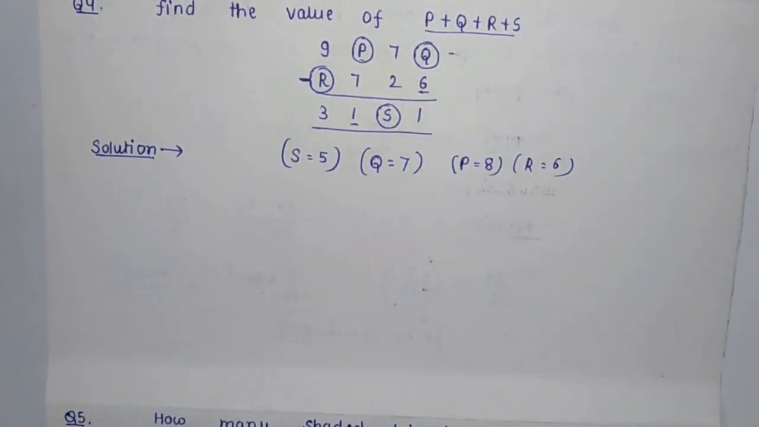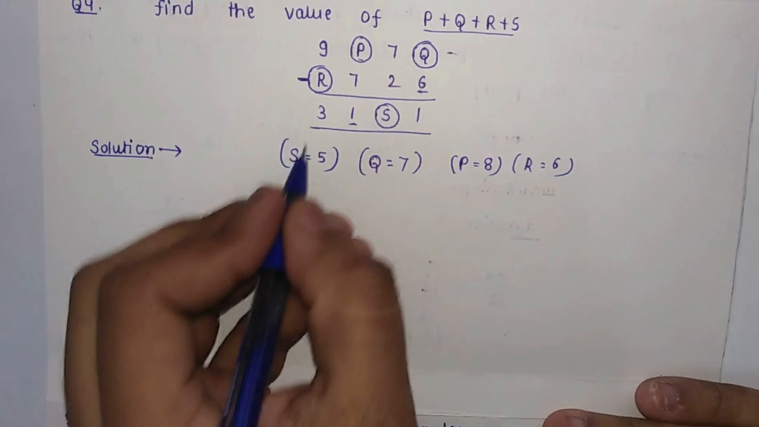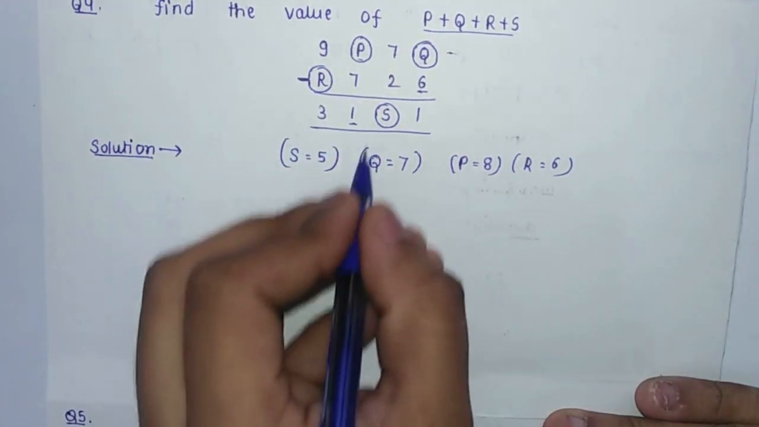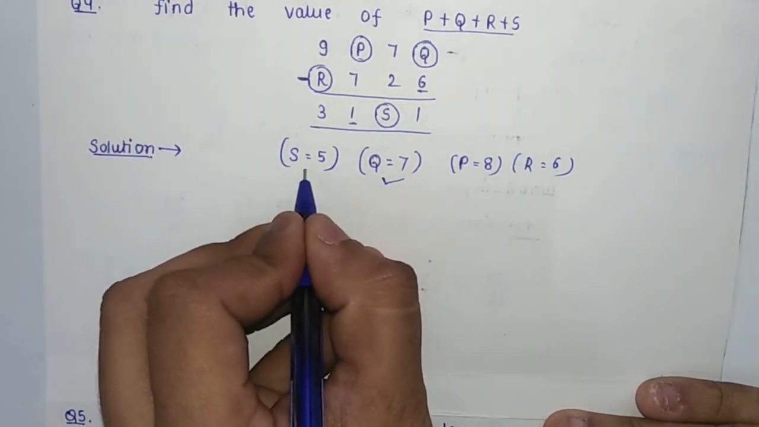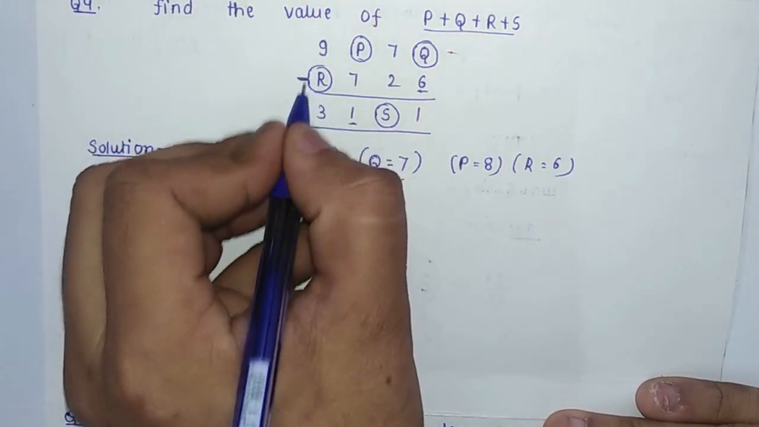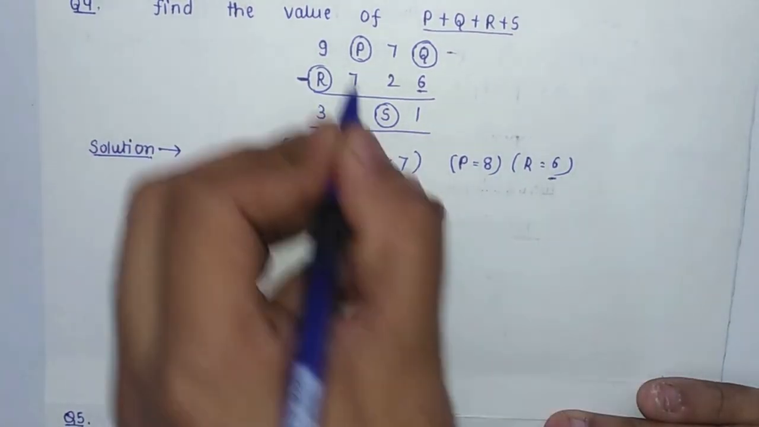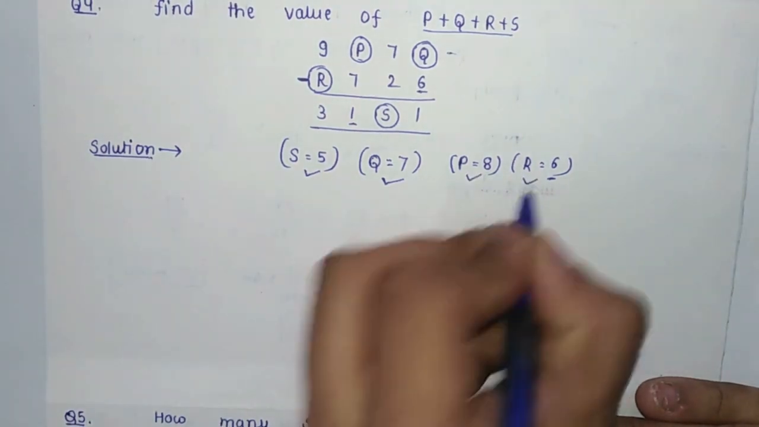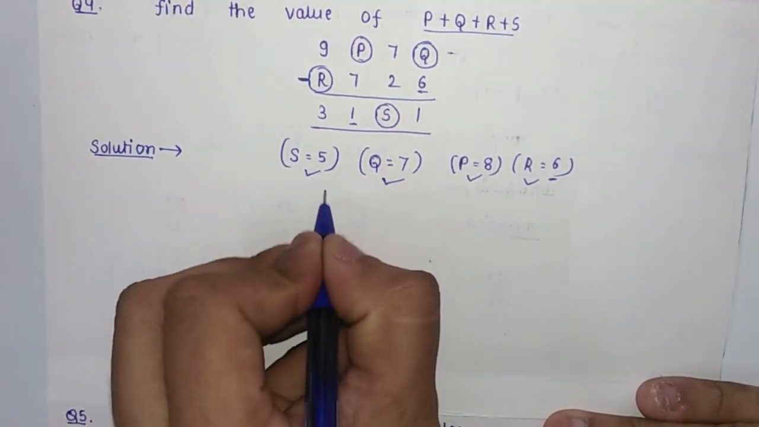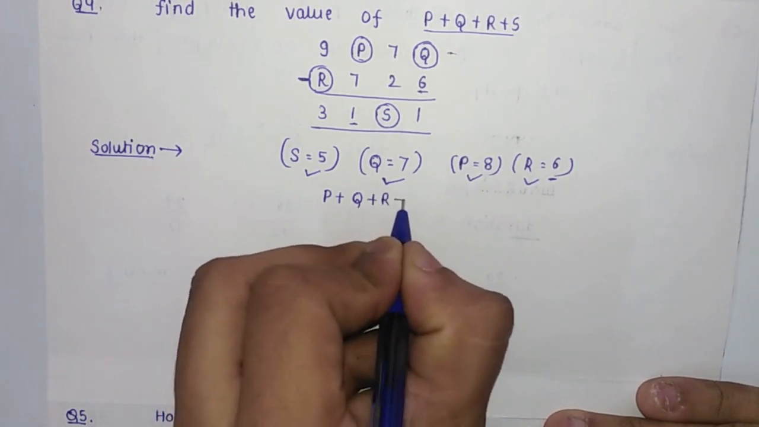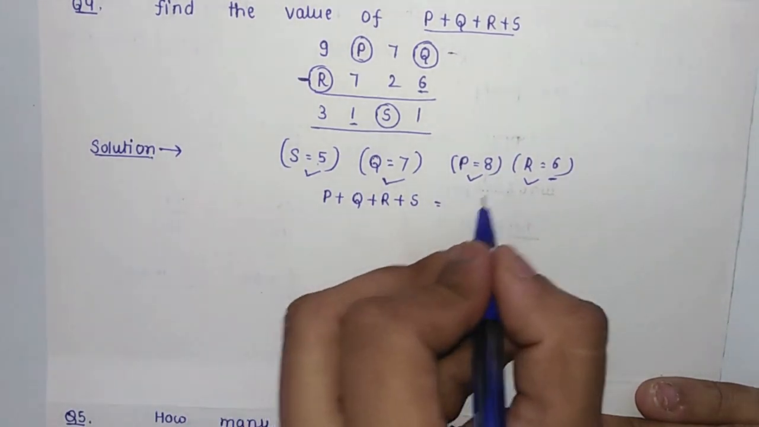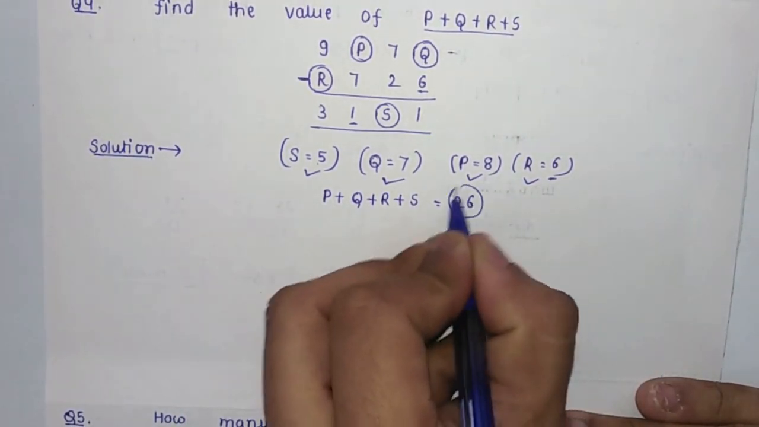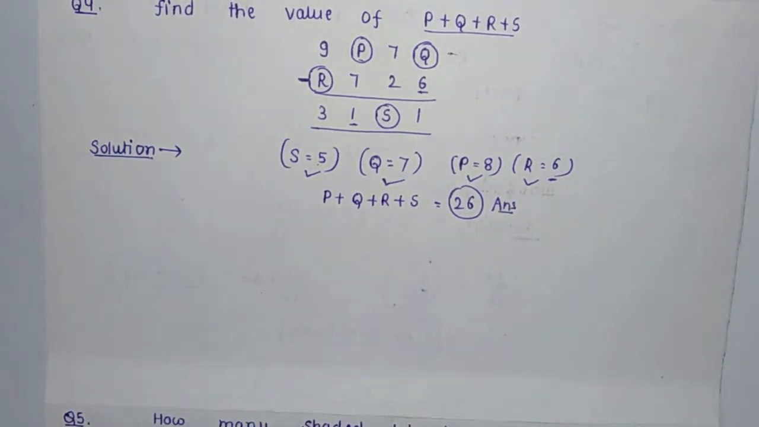Now we have all the values, we can simply add them. Let me just take a quick look. We have done it right. So q will be equal to 7, s will be equal to 7 minus 2, 5, 9 minus 6 will be equal to 3, and 8 minus 7 will be equal to 1. So the answer for this question will be equal to P plus Q plus R plus S, which will be equal to 7 plus 5, 12, plus 8, 20, plus 6, 26. This will be the answer for this question.